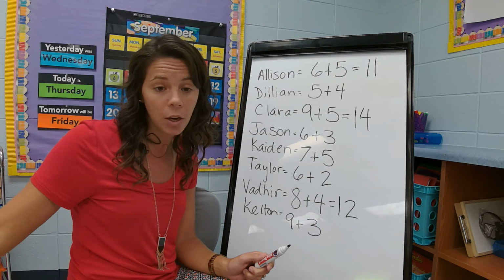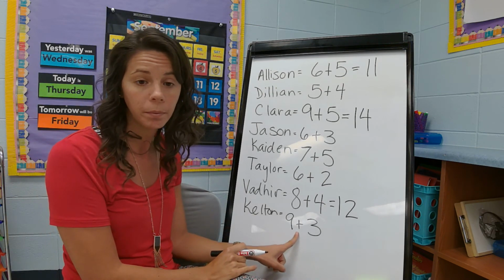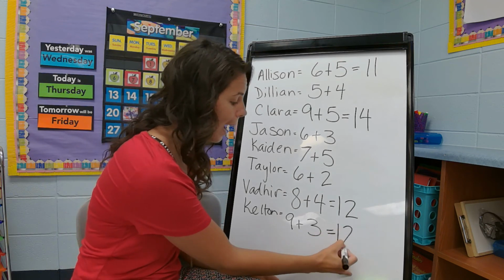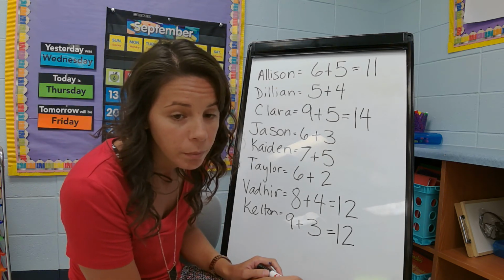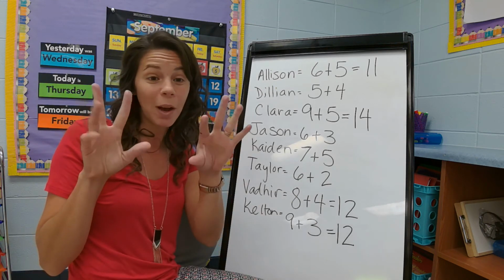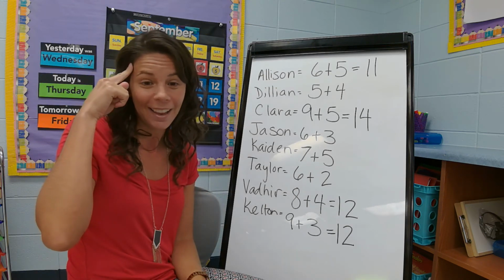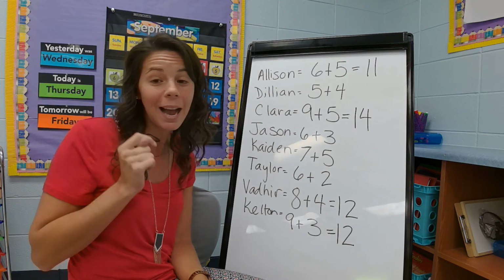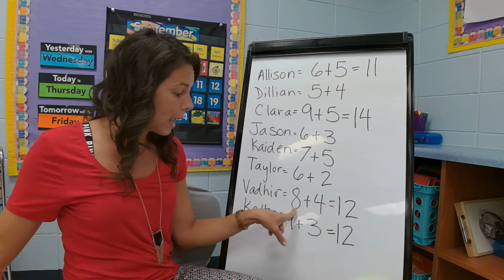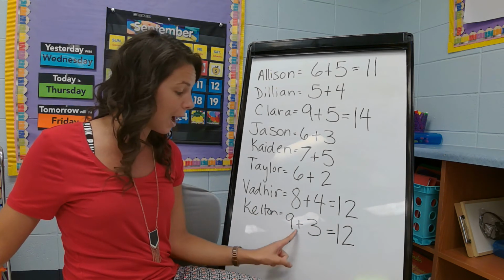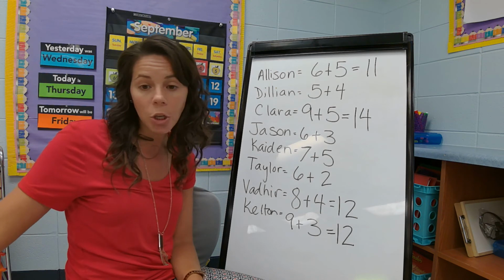All right. Kelton, you ready to share yours? Sorry, go ahead. What was your question? 9 plus 3 is 12. Wow. So how did you solve that? By counting on my fingers. You counted on your fingers. Do you have 12 fingers? I put 9 and then 1, 2, 3. Perfect. He put 9 in his head. He already knew 9 and then counted up 3 more. Great job. If you notice, 8 plus 4 equals 12, and so does 9 plus 3. They both equal 12. All right. Anybody else ready to share?